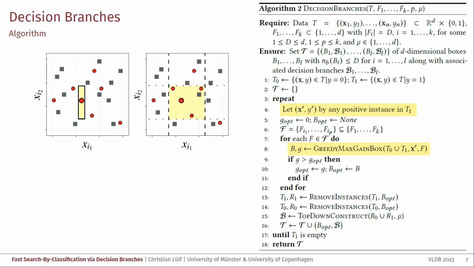We expand the area one dimension after another. The order is randomly chosen. In this example, we start with dimension I1. We grow the borders in both directions by including one point after another and comparing the current information gain to the overall best information gain.